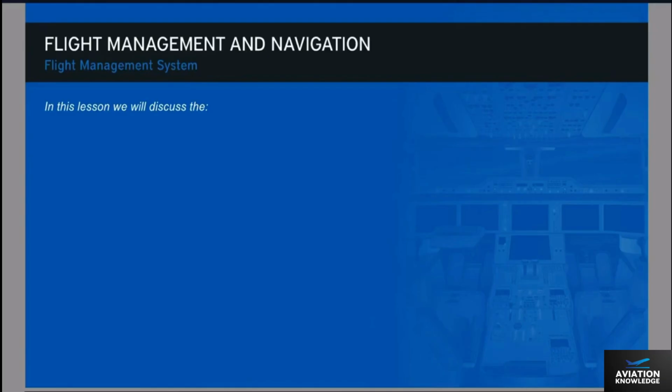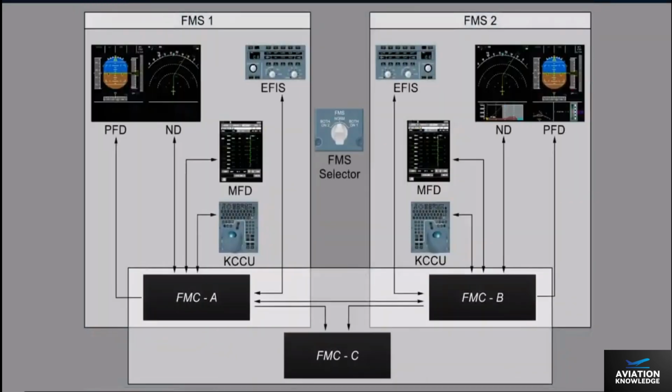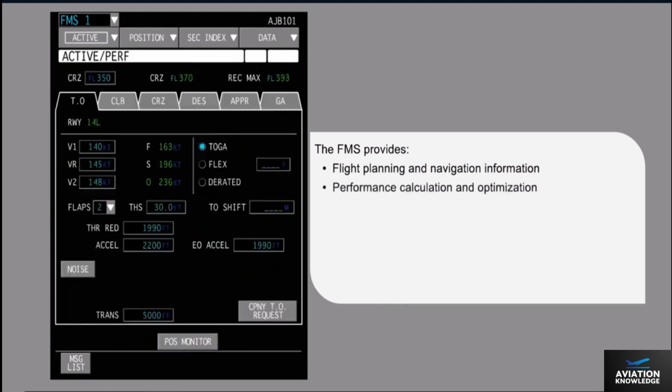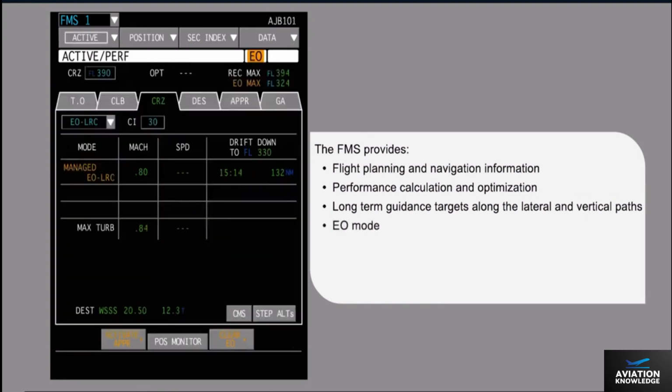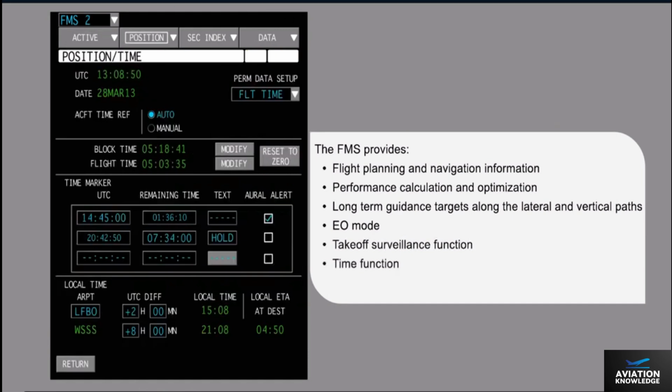In this lesson, we will discuss the Flight Management System, FMS. Aircraft navigation is primarily accomplished through the Flight Management System, FMS. The Flight Management System provides flight planning and navigation information, performance calculation and optimization, and long-term guidance targets along the lateral and vertical paths. The Flight Management System also has an engine-out EO mode, a takeoff surveillance function, a time function, and a print function.